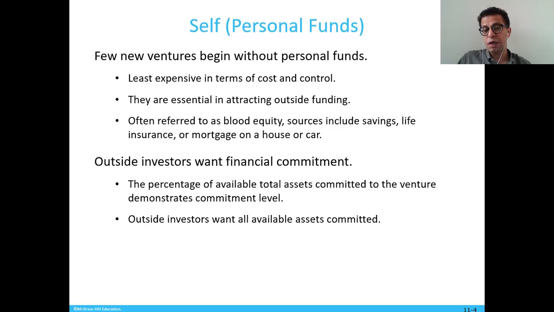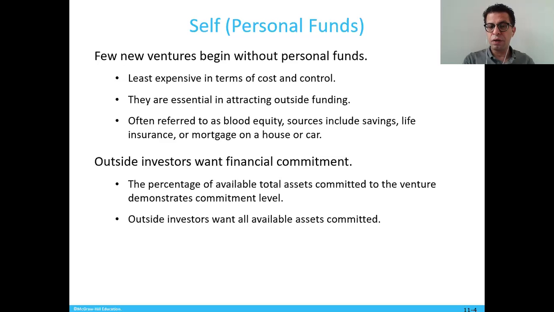They are essentially attracted from outside funds, often referred to as blood equity, sources that include savings, life insurance, or a mortgage. So how much does it cost you to get this fund, and whether you have control or not, you're not having control.